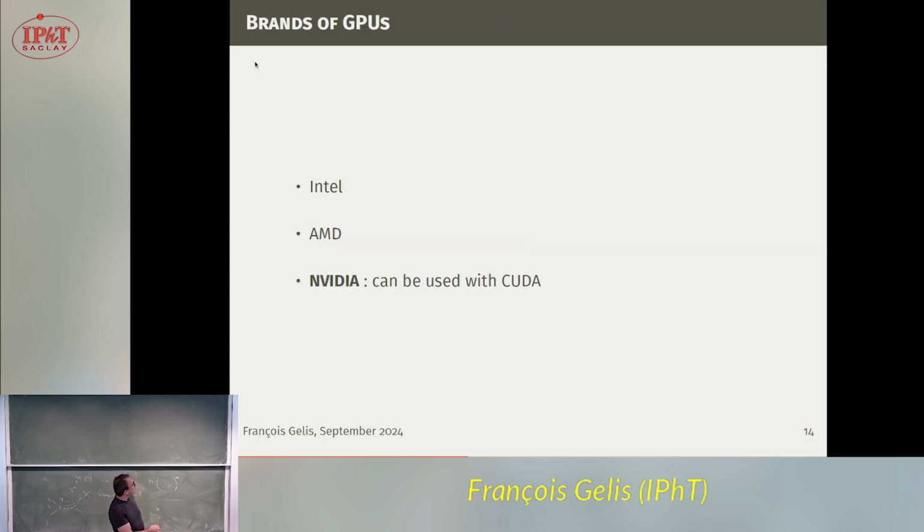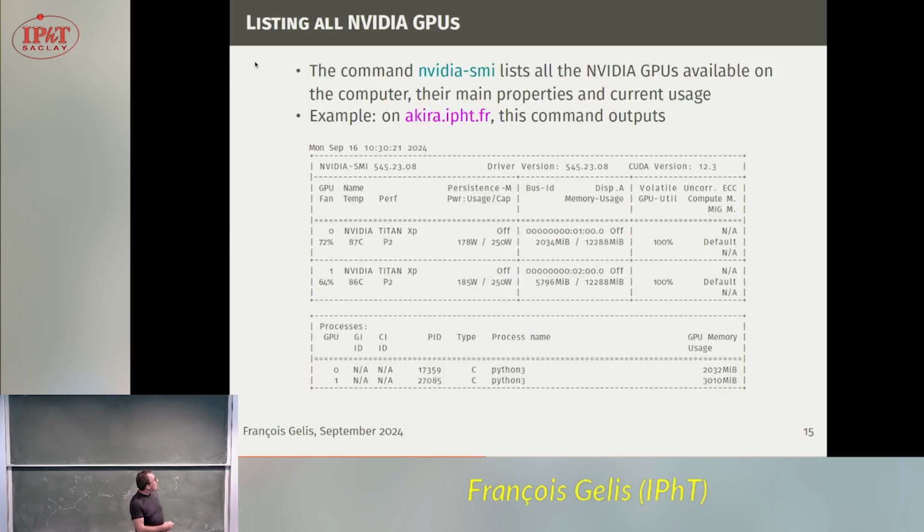So there are three main brands of GPUs. Intel is making some GPUs nowadays. The other one is AMD. And the one we're talking about here is NVIDIA. The reason why we will be restricted to this is that CUDA is in fact a software framework to program specifically the NVIDIA GPU. In fact, it was designed by NVIDIA software engineers. So CUDA will not work on other brands of GPUs.